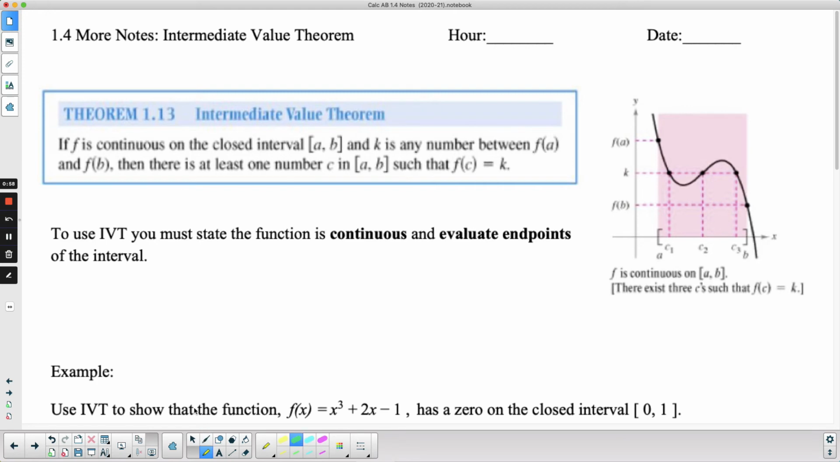So two things to remember before we can use this conclusion, this then statement at the end: we have to state that our function is continuous and evaluate those endpoints to show that k is in between f of a and f of b.